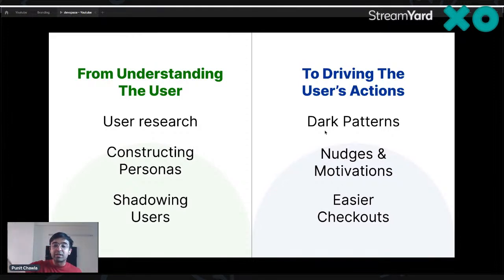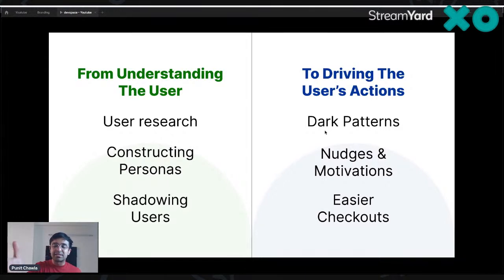Then you go to driving the user's actions. In this case, you are driving the user's actions through nudges and motivations. You often get notifications on your phone saying, okay, why don't you buy this today? You often get notifications from Swiggy, Zomato, Myntra, all these applications out there that send you notifications trying to nudge you to buy something or get something. There are dark patterns. You might see in certain areas, they try to push you into, or almost guilt trip you into, buying something or getting something really quick. That's a dark pattern. Easier checkouts.